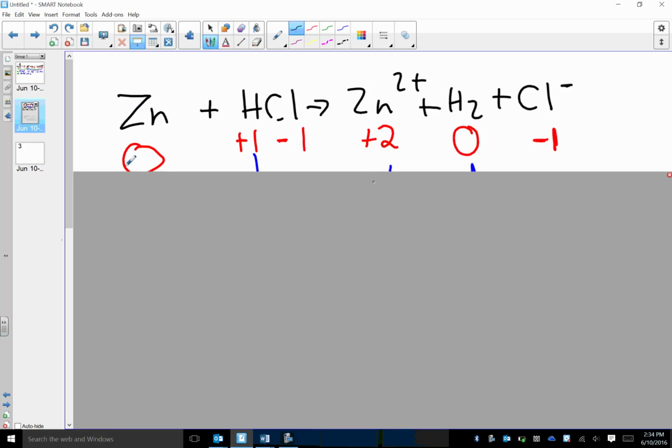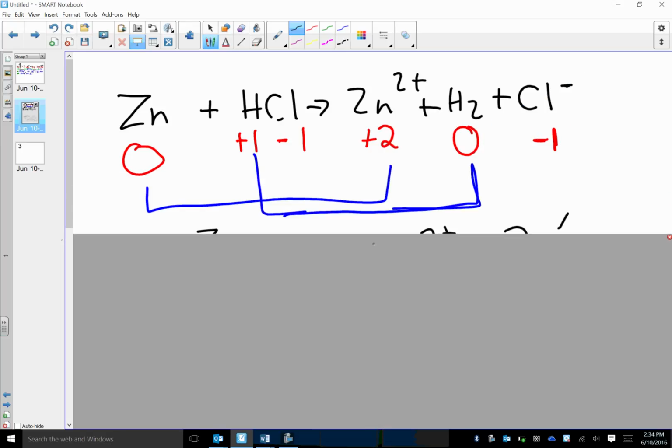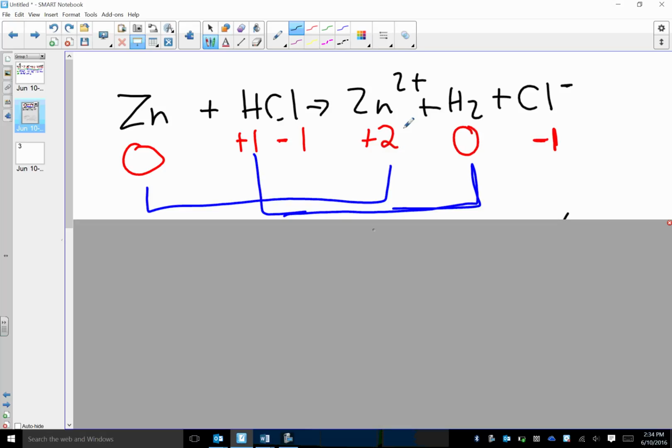So this zinc has 0 because it's by itself. Hydrogen always has +1. Chlorine always has -2. Here's an ion, so its oxidation number is its charge. H2 diatomic, 0. That's one of the rules. And chlorine is an ion, so it has a -1. So from here I can tell that zinc has lost electrons, hydrogen has added.